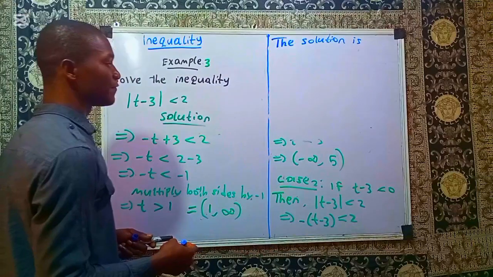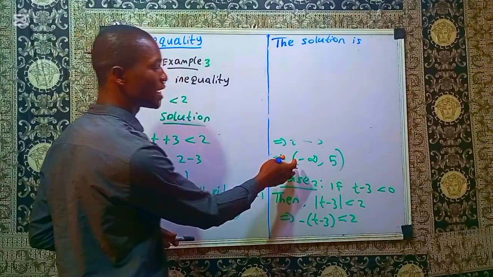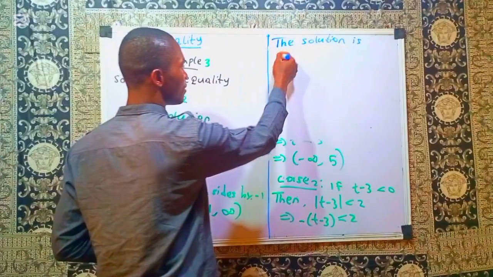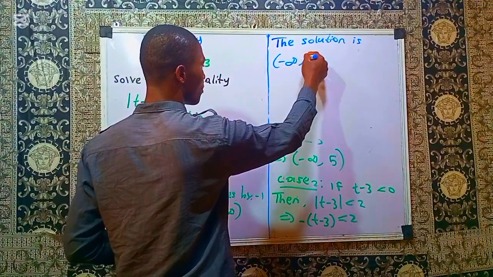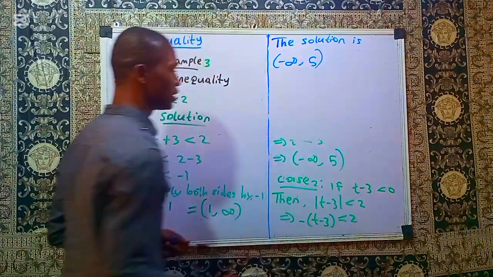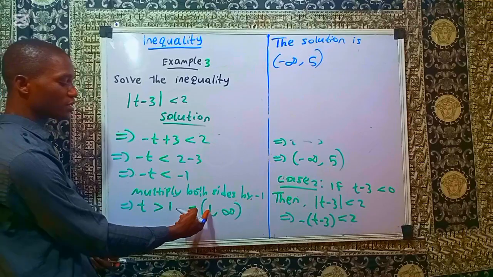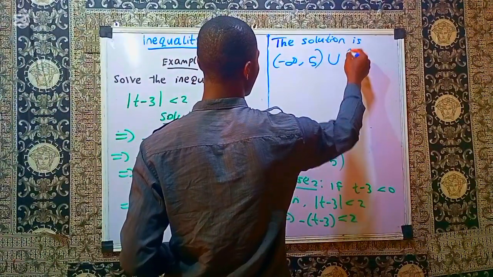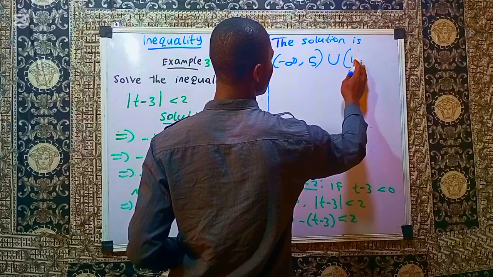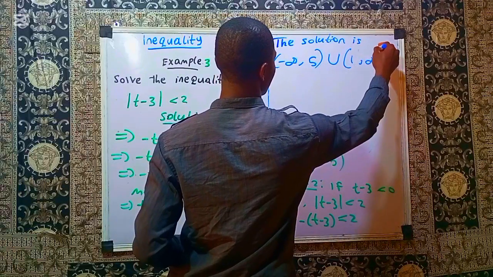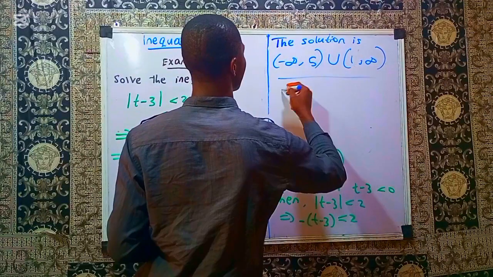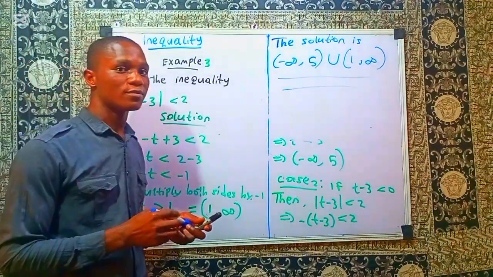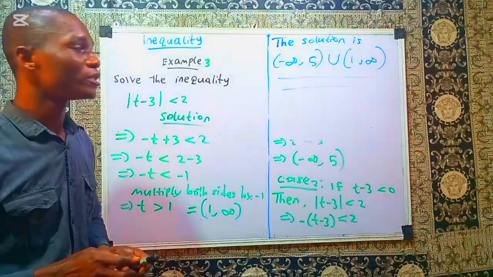So the first solution we got is minus infinity comma 5. Then the second one we got is 1 comma infinity. We are going to take the union with 1 comma infinity. So this gives us the general solution of this absolute value inequality.